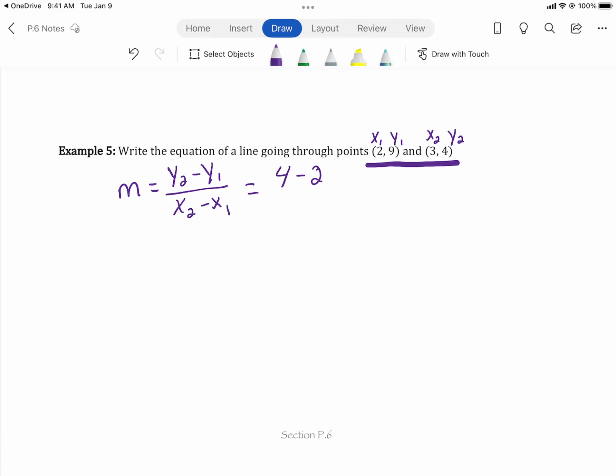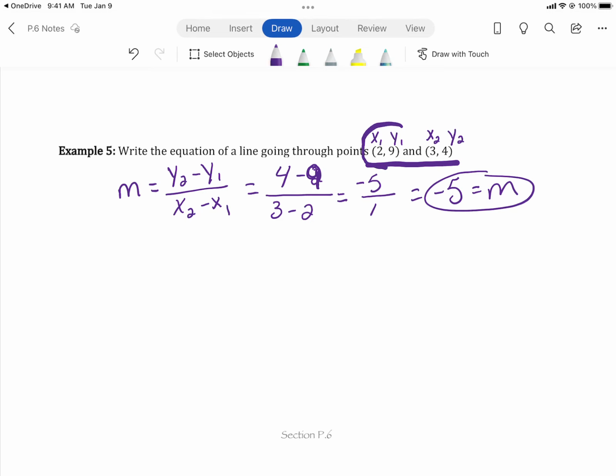So I'd have y2, so it would be 4 minus 9, for my y's, over 3 minus 2. So that would give me negative 5 over 1. So my slope is just negative 5. Then you can pick either point that you want up here. I'm just going to go ahead and use the 1s because it's what we have right here.